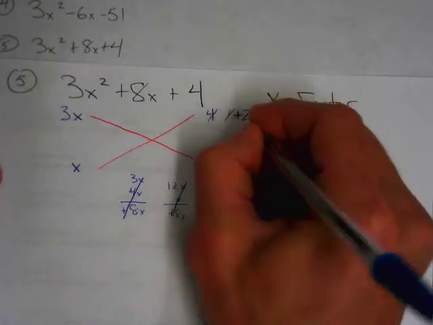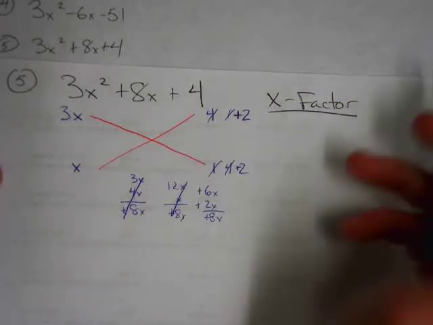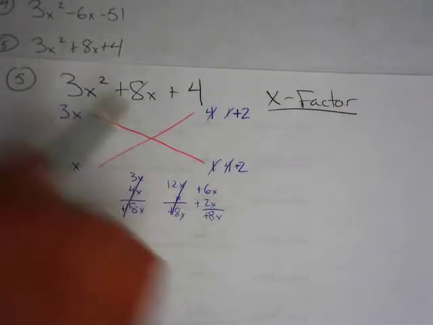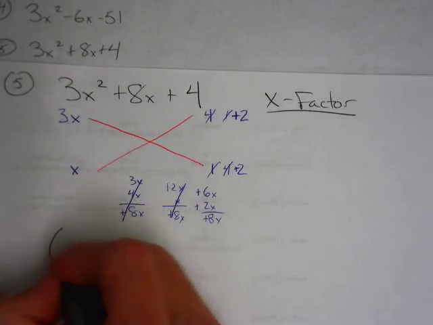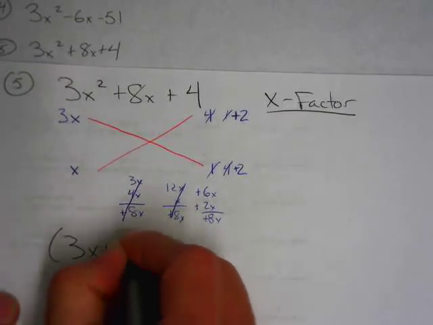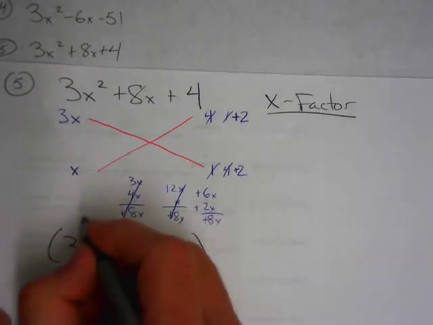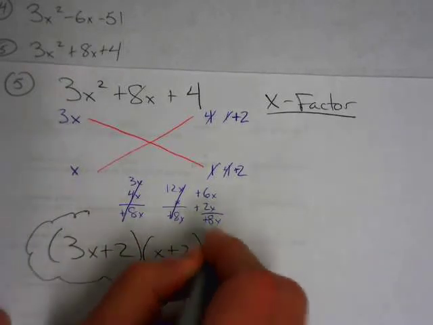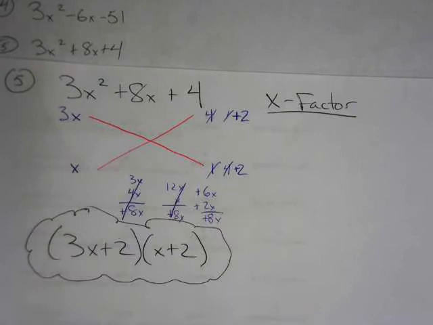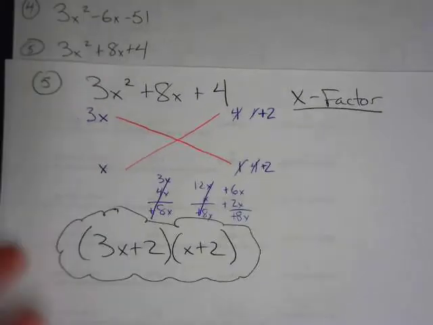So I'd have a plus 2 here and a plus 2 there. I'm left with 3x plus 2. I like this method, by the way. 3x plus 2, and then x plus 2. I have now factored my expression. Okay, so we can use the x factor method there, and it works that way.